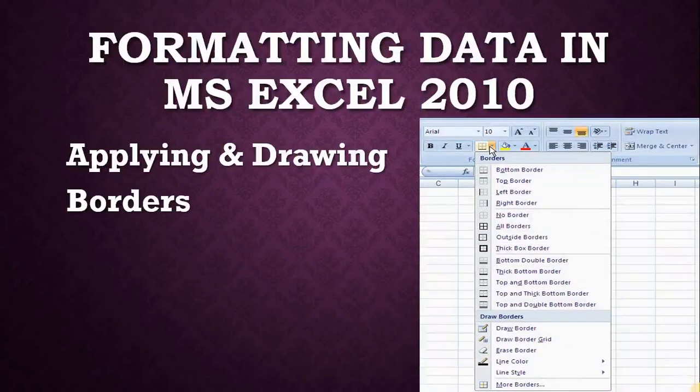You can also draw a customized border with a different line style and line color by clicking on the line color option from the borders drop down menu. Choose the line color and then from the line style option choose the line style and select the draw border or draw border grid option to draw the border to your range of cells or table.